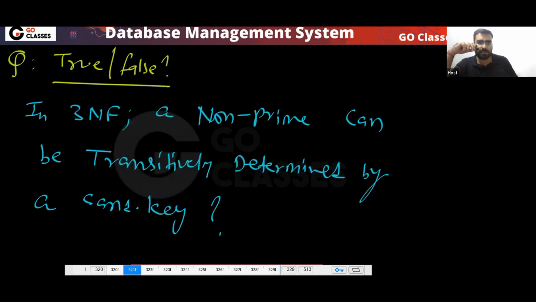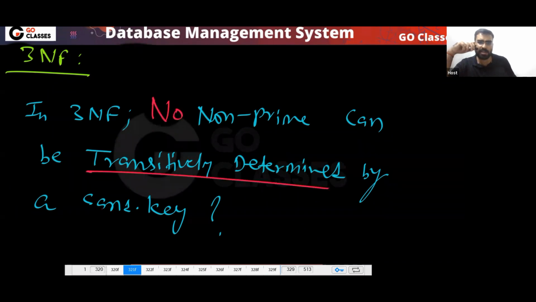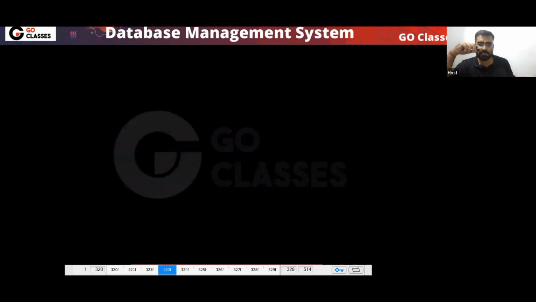Anyway, what is the final definition of 3NF? In 3NF, I can say no non-prime attribute can be transitively determined by any candidate key. Yes or no? By any candidate key. This is the 3NF definition. So a very simple idea.